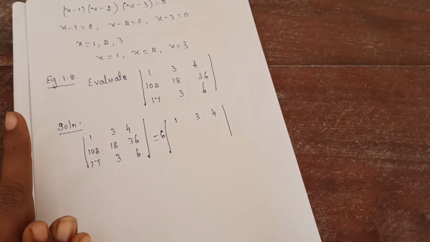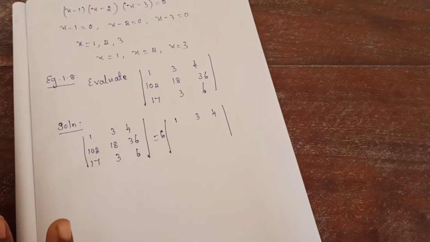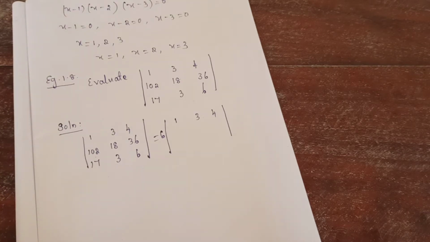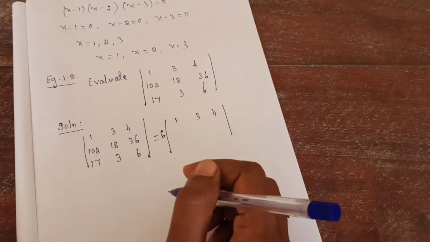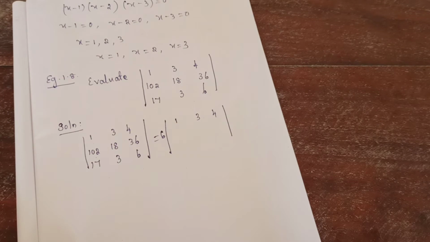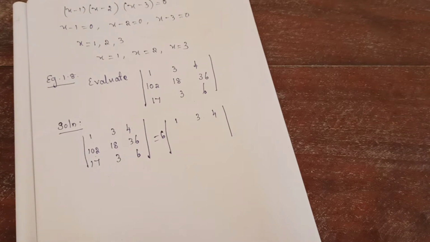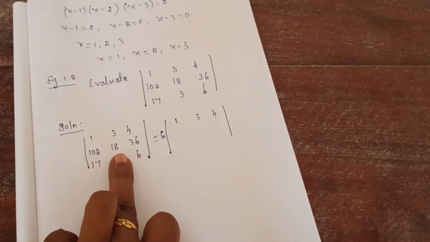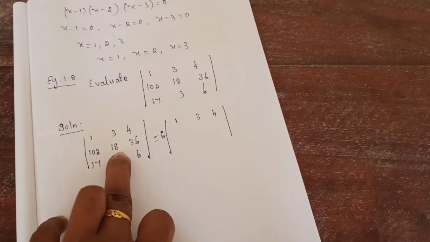I have explained the properties, so be thorough in them, then only it will be easy for you. When you are taking this common outside, please write down the particular property on the side. Then only you won't forget it when you are revising for the exams. So please write down whatever property we are using for each and every question. So here, what is the common? 6 is common. That is the fourth property we are using.